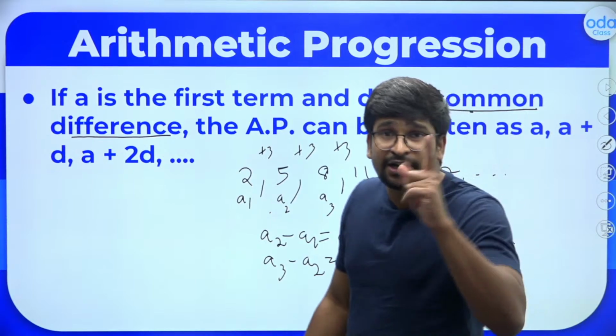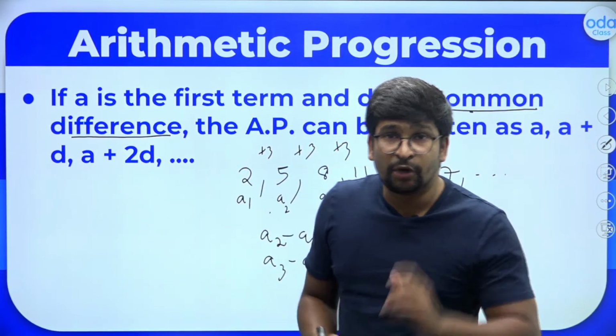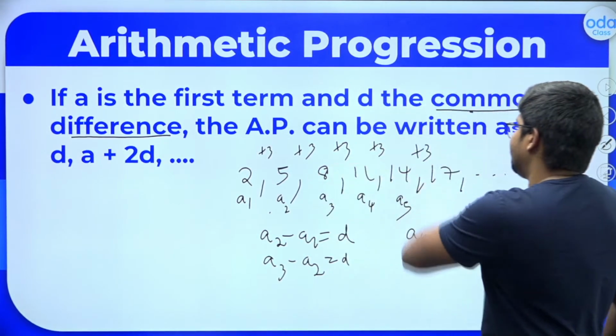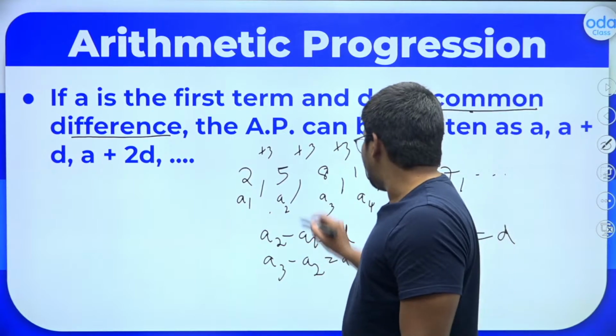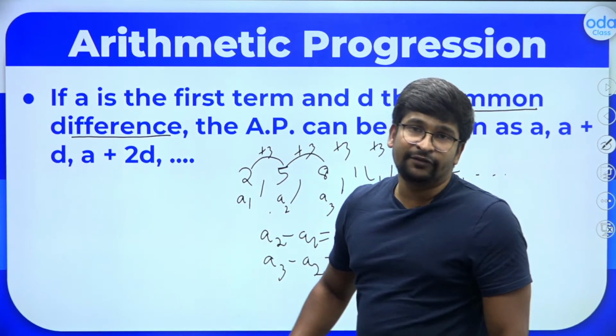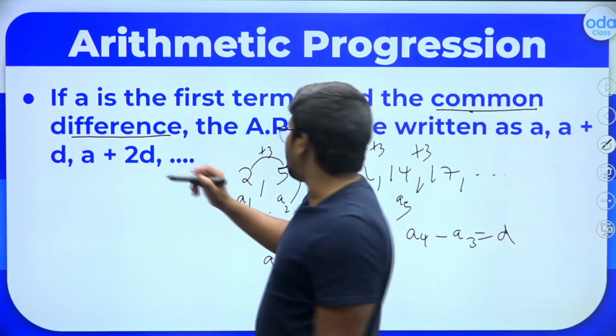I hope it is clear to all my dear friends listening here. Any term minus the previous term will give you the common difference of the AP. Is it clear? So the common difference here is 3. How can you find it? A2 minus A1, that is 5 minus 2, will give you 3. 8 minus 5 will give you 3. Likewise, it goes on. Correct? Is it clear to all of you?